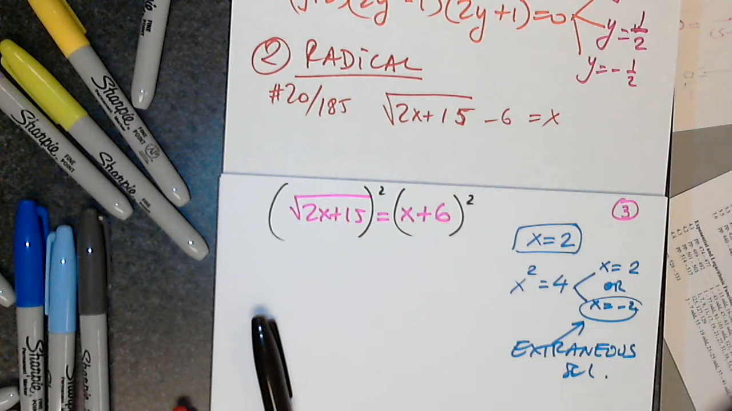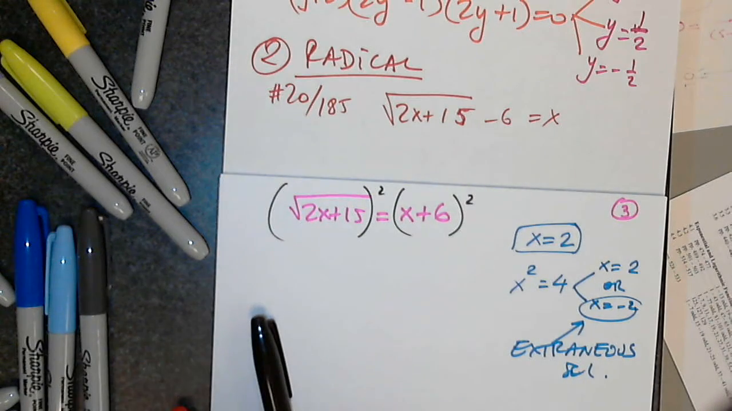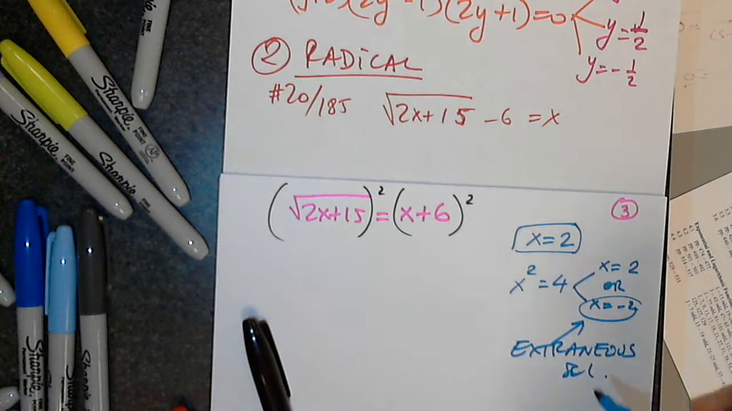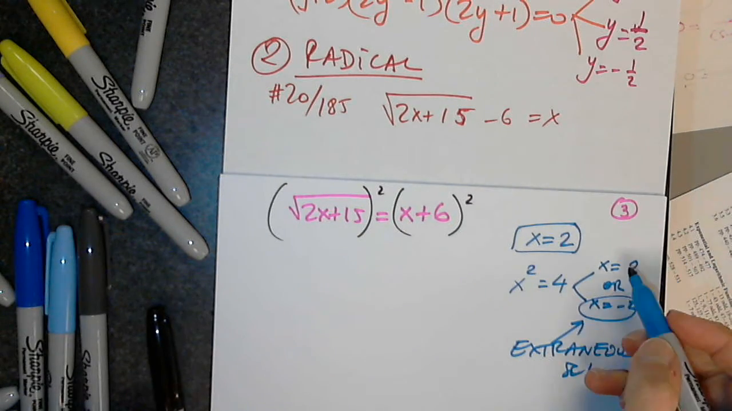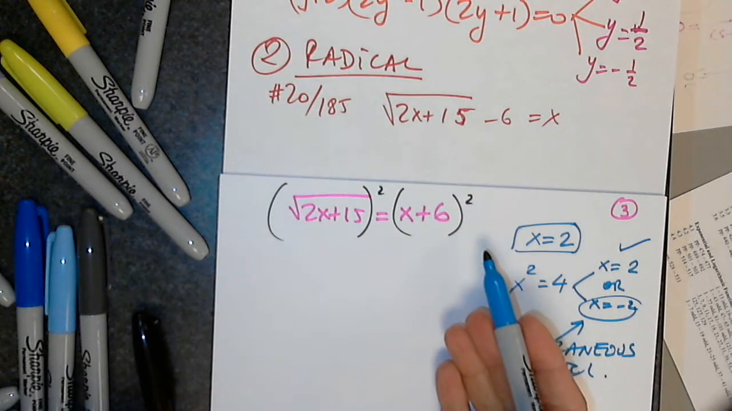What do I have to do then? So I got two solutions, 2 and -2. What do I have to do with whatever I get? Substitute it back in the original problem. Absolutely. So I substitute 2 in the original problem. Is that acceptable? Is 2 the same thing as 2? Yes. I substitute -2. Is -2 a legitimate solution?